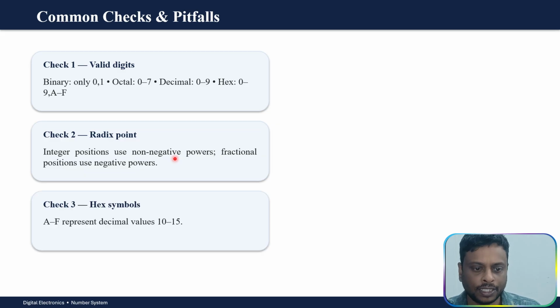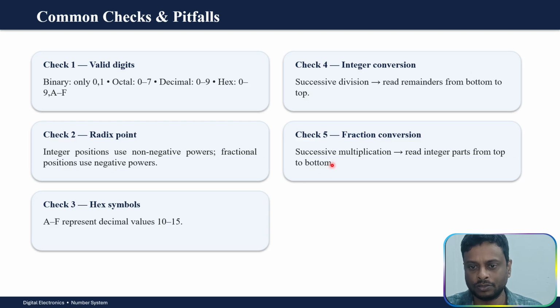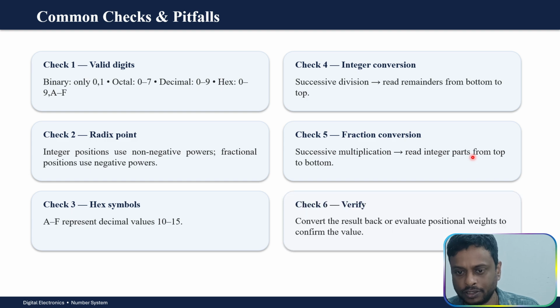Okay. Similarly, the hexa symbols A to F represent the decimal values 10 to 15. Next, for integer conversion, successive division is applied, and you take the remainders from bottom to top. For fractional conversion, we do successive multiplication, and we take the integer parts from top to bottom. Okay. Next one is you can verify that. So let us sum it up.